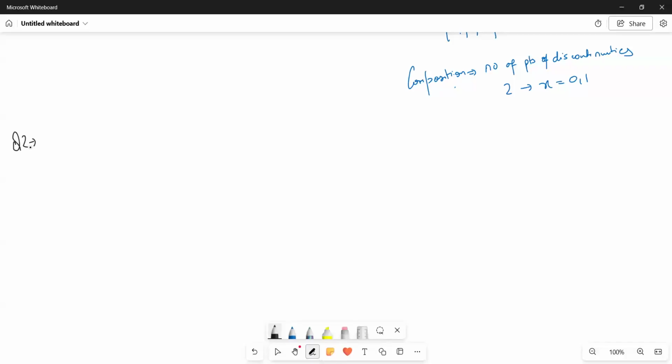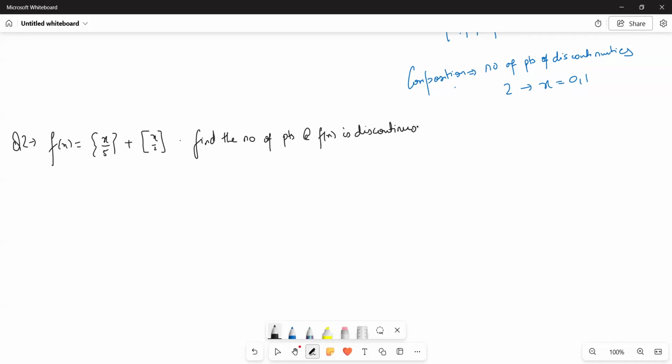Then question number 2. f(x) is defined as the fractional part of x by 5 plus box of x by 2. Find the number of points at which f(x) is discontinuous in x going from 0 to 100.